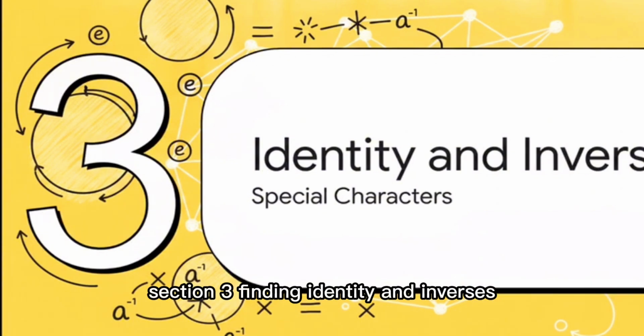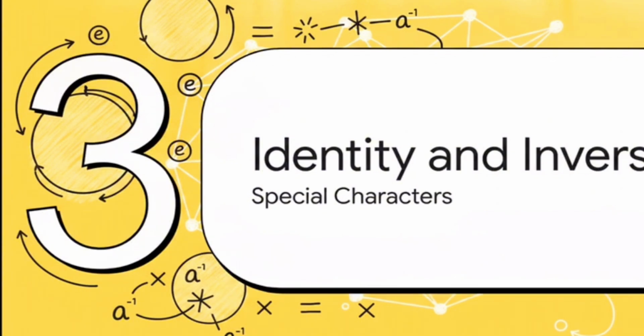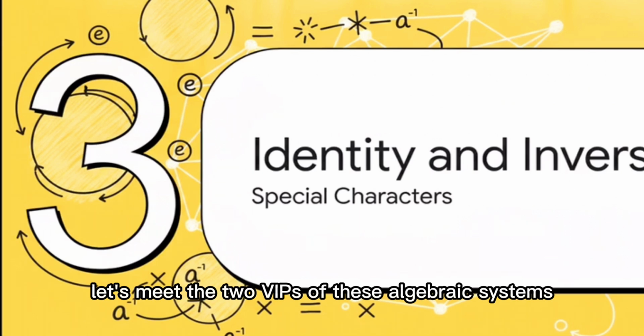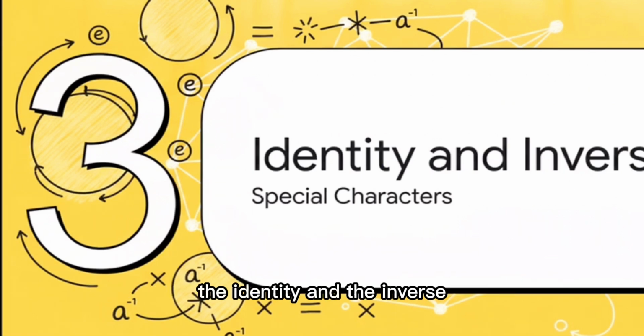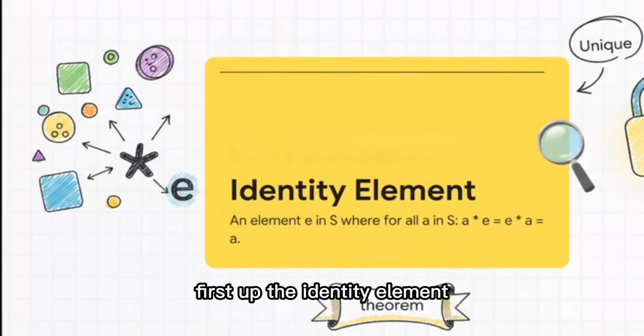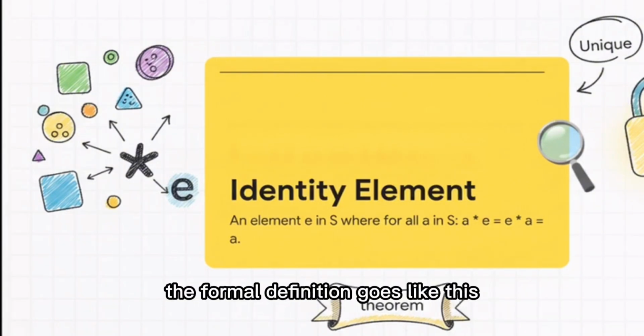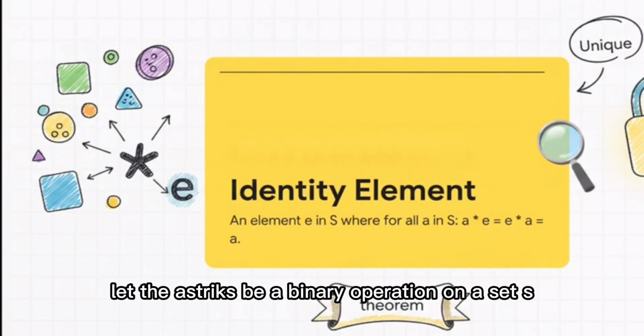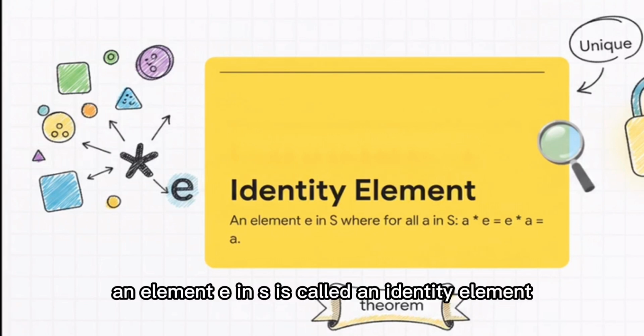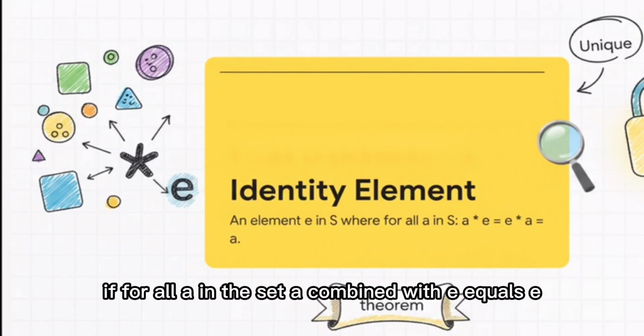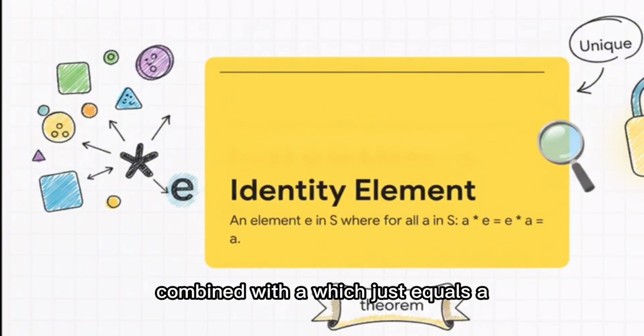Section 3. Finding identity and inverses. With our VIP rules locked in, let's meet the two VIPs of these algebraic systems, the identity and the inverse. First up, the identity element. The formal definition goes like this. Let the asterisk be a binary operation on a set S. An element E in S is called an identity element if, for all A in the set, A combined with E equals E combined with A, which just equals A.